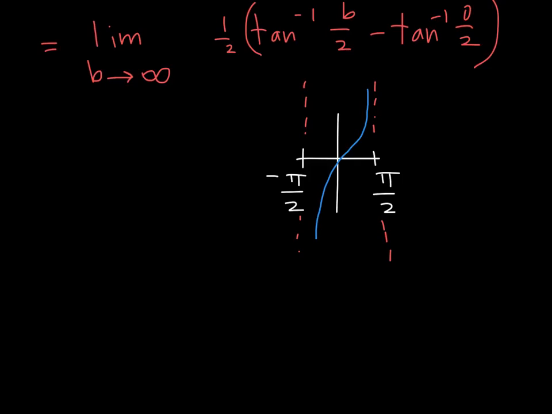So let me just continue writing down here. Then this is 1/2 times pi over 2 minus 0. So it's half of pi over 2, so pi over 4. I almost stopped right there in pi. So pi over 4 is the value that the integral converges to.